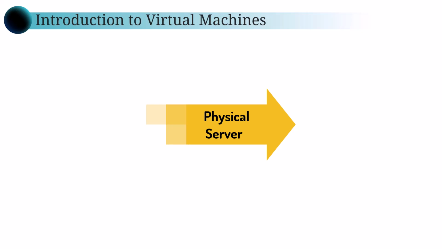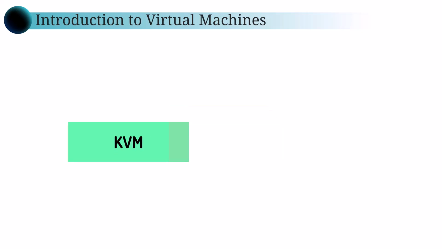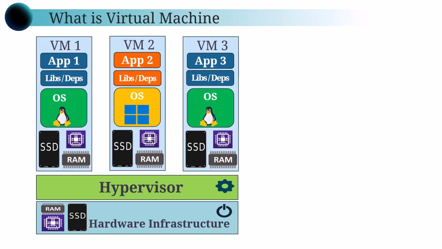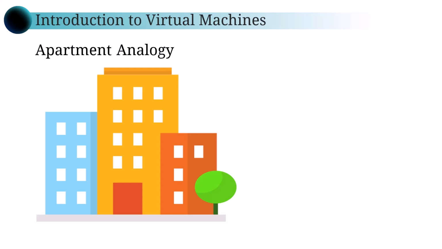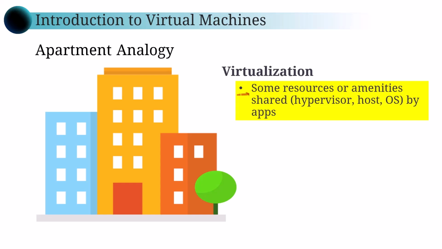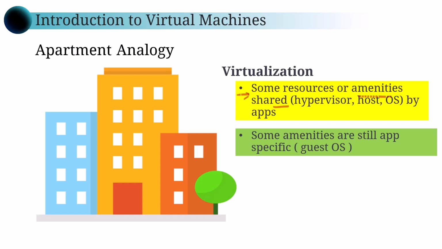Now that we have understood what the use cases are, let's proceed to understand what virtual machines are. A virtual machine is a software emulation of a physical computer. It runs on a hypervisor like VMware, Hyper-V, or KVM, which lets you run multiple operating systems on a single physical hardware. Think of it like an apartment. Some resources or amenities are shared, for example, the hypervisor and host operating system, by the applications. Some amenities are still app specific, that is, the things within the guest operating system.